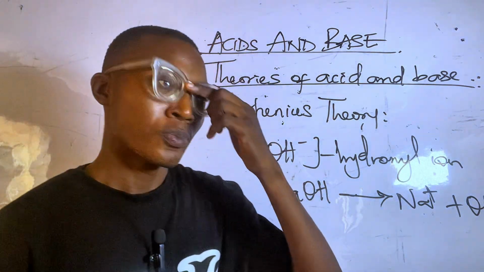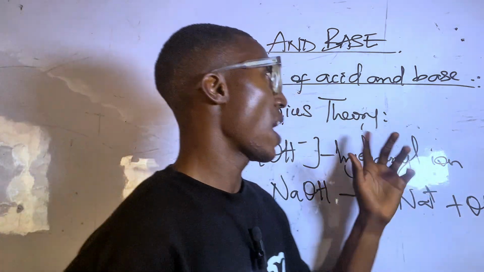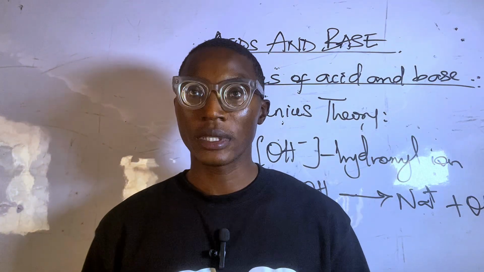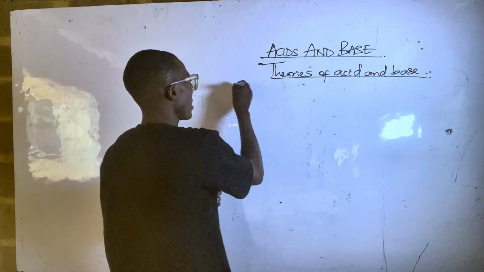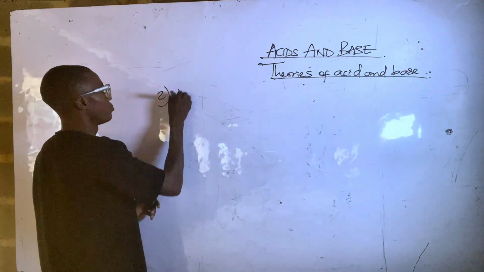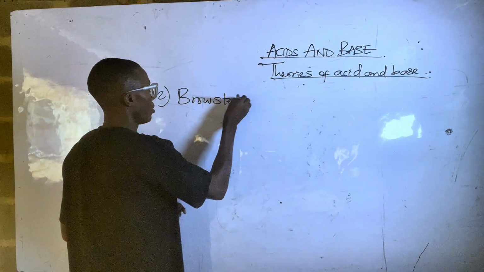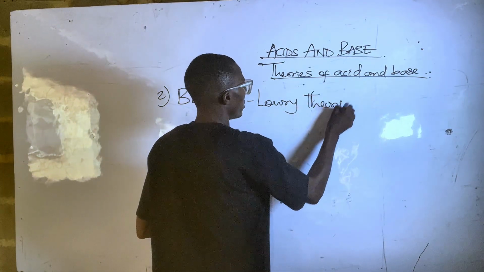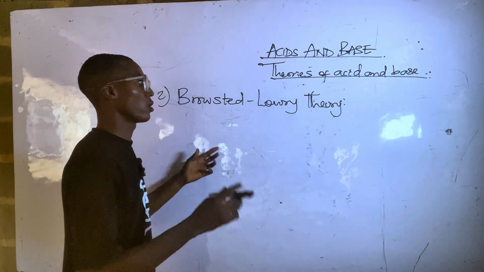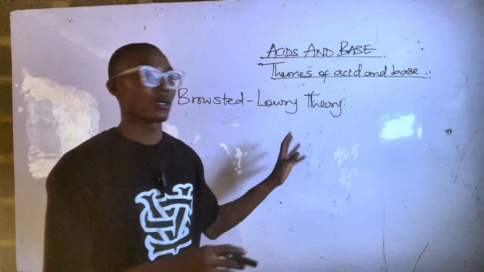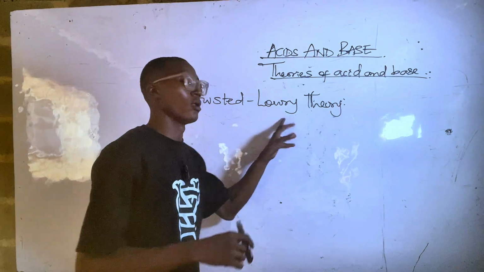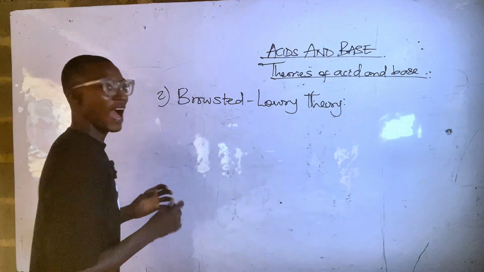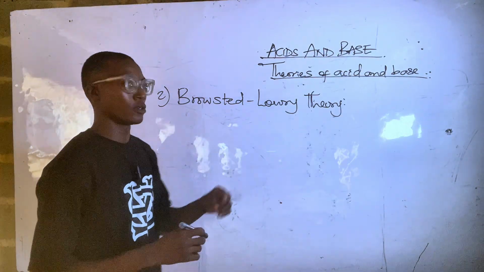So moving forward to the next theory of acid and base. The second theory we will be having is the Bronsted-Lowry theory. Actually, this theory was worked on by two persons. First one Bronsted, the other one Lowry. How do they define acid and base? Bronsted-Lowry defined acid as a proton donor.